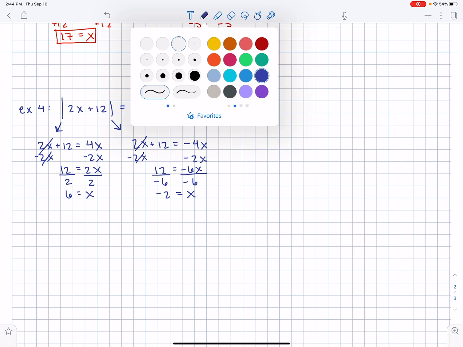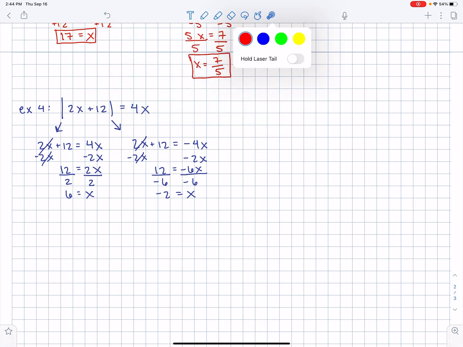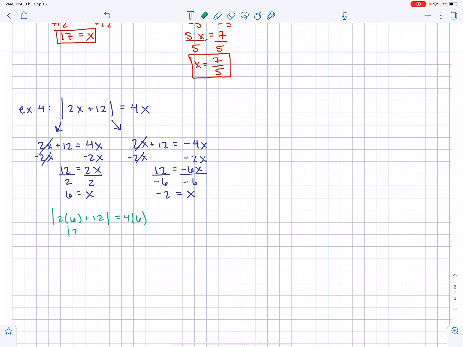Okay, and this is the key part of this: because we have an x on the outside of our absolute value sign, we really need to check that our answers work. So we're going to start with 6. So we have the absolute value of 2 times 6 plus 12 is equal to 4 times 6. Just quickly doing this, we have 2 times 6, that's 12. So we have the absolute value of 24 is equal to 24. Yep, 24 is equal to 24. That one works. You can give yourself a box. So x equals 6 is a solution.